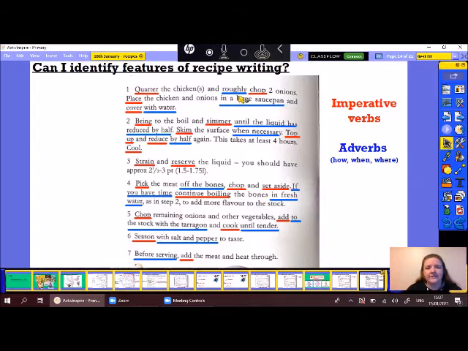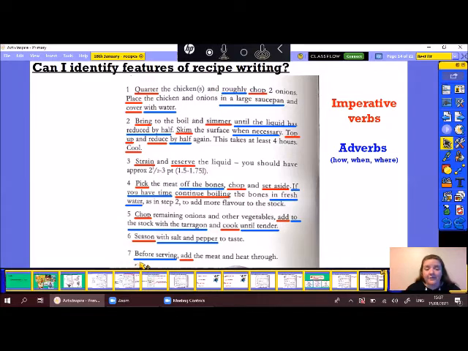So this one here, you have to chop 2 onions. But how do you do it? You roughly chop 2 onions. That shows us we don't have to be too neat about it. Place the chicken and onions. Well, where do you place it? In a large saucepan. That's another adverbial. There are loads of them. They're all over the place.